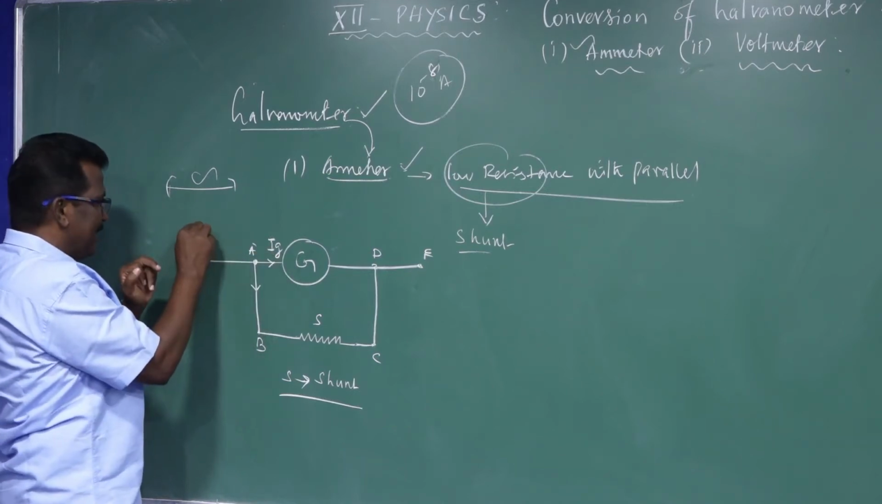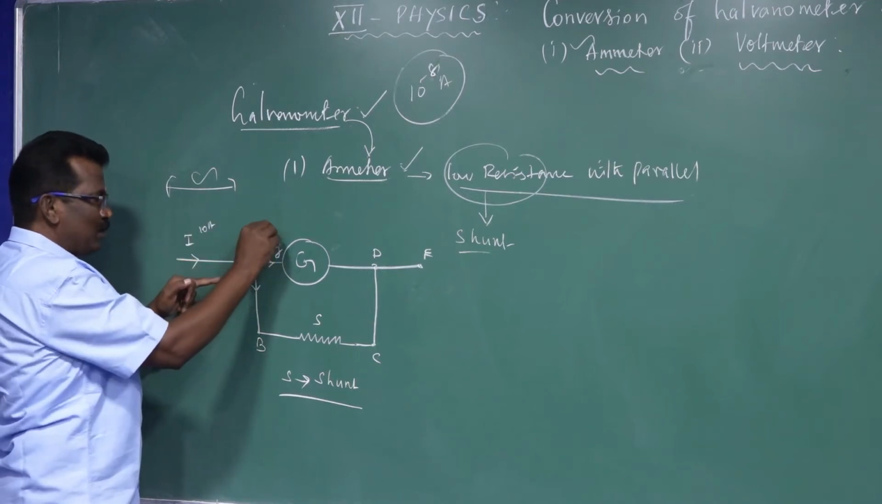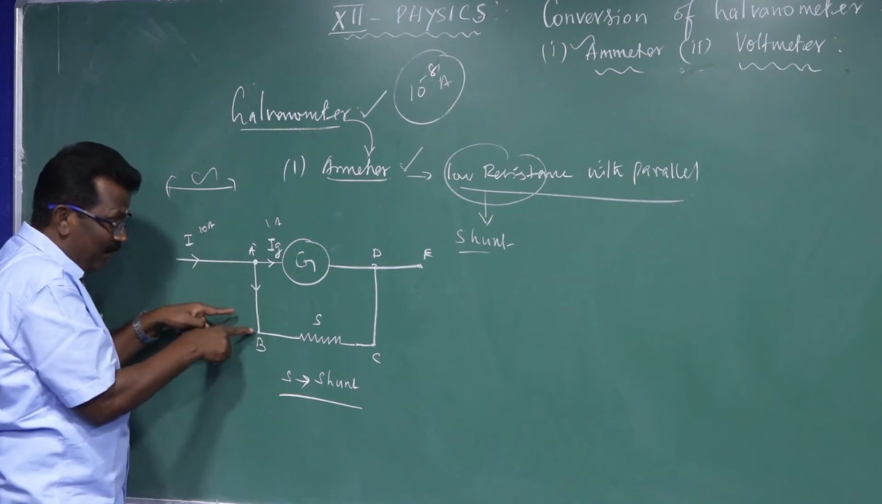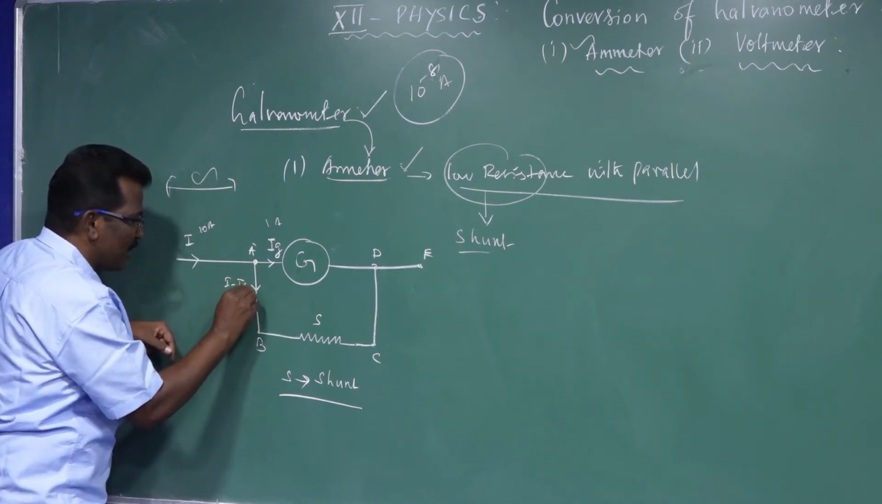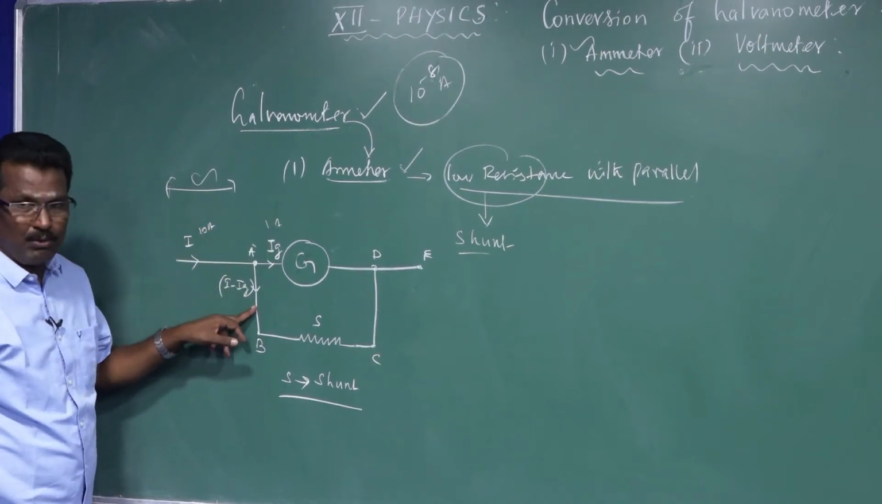So how much current is here? Suppose 10 ampere current flows through the circuit. Suppose only 1 ampere passes through the galvanometer. The remaining 9 ampere flows through the junction, that means I minus Ig, 10 minus 1 ampere. So 9 ampere current flows through the shunt.